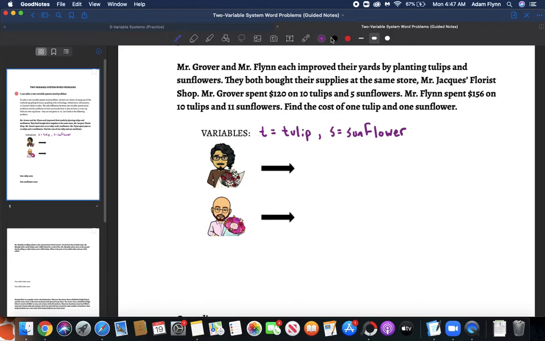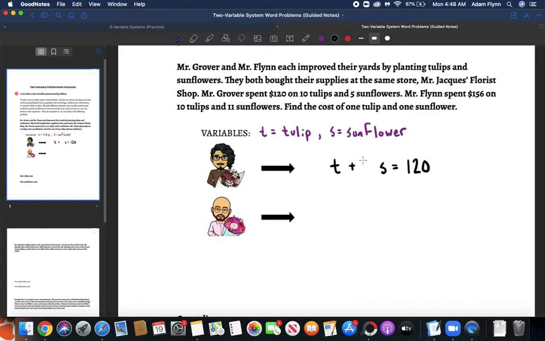If we take a look at our two equations, we know we're going to have some amount of tulips plus some amount of sunflowers that are going to be bought for a total cost of $120. So if we take a look at this equation so far, we've got tulips and sunflowers. When we add them together, it's going to be $120.